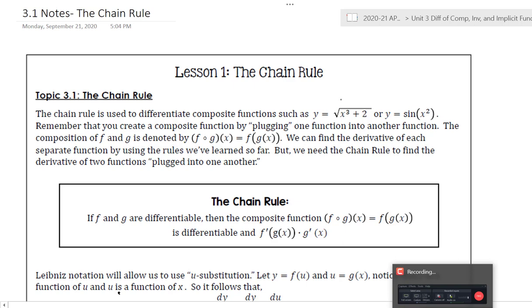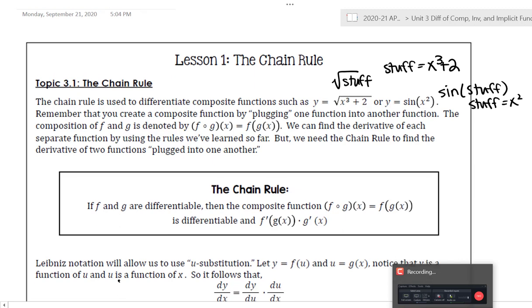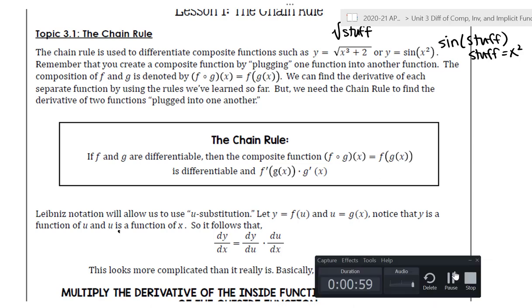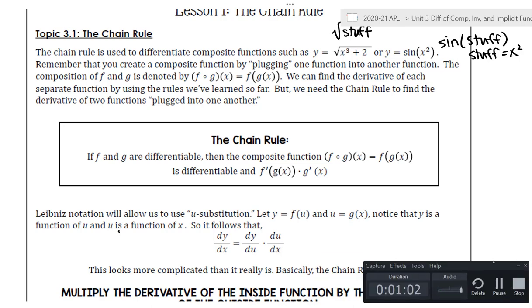really, you have two different functions here, right? You have the square root of stuff, and then you have your stuff, which in this case is x cubed plus 2. In this function, y equals sine of x squared, you have sine of stuff, and then you have the stuff, which equals x squared. Whenever you see a function inside of a function, we know that we need to take the chain rule. So let's talk about how I take the derivative of a function plugged into another function.